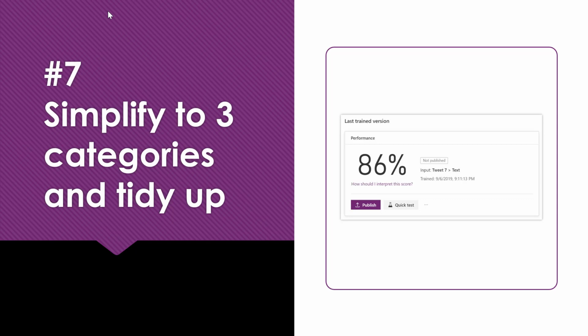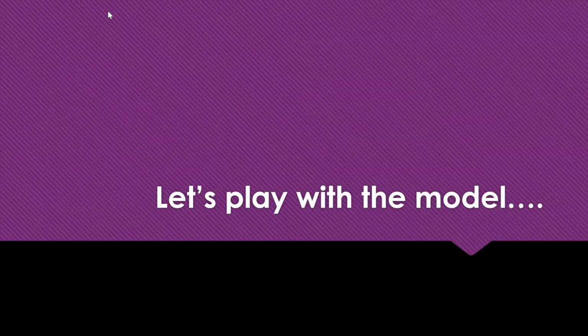So 86%. You remember I started my experiment here with a raw data set and it came up at 39. By simplifying the categories, by tidying up the junk and by evening out the volume of different tags, I've managed to get that up to 86%. So let's have a bit of a play with the model now. I'm going to show you an example of what it does in real life.